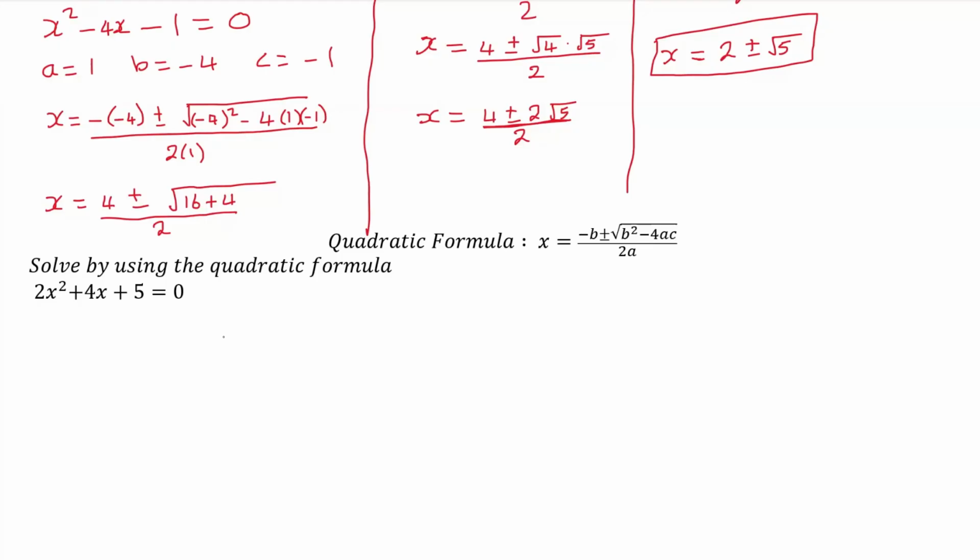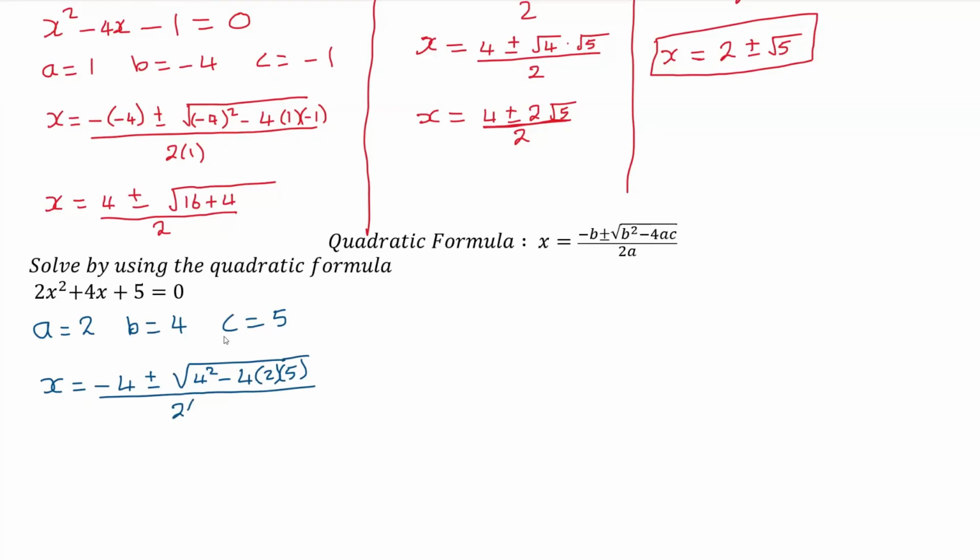So we have to identify A, B, and C again. So A is equal to 2, B is equal to 4, and C is equal to 5. So we substitute them in the formula. So x is equal to minus 4 plus or minus the square root of 4 squared minus 4ac. And we are dividing that by 2 times a, which is 2.